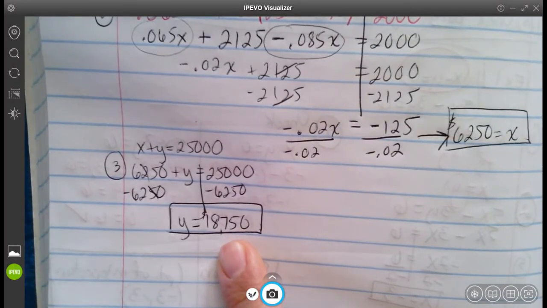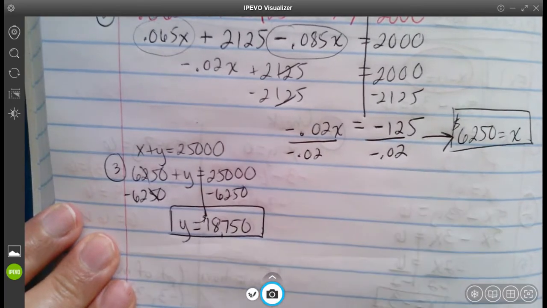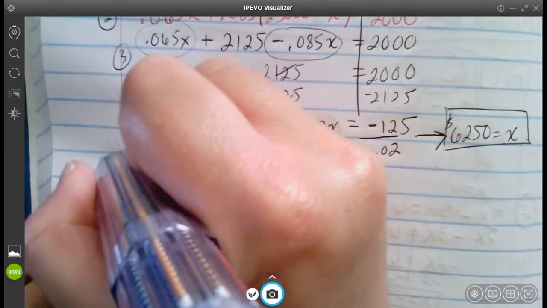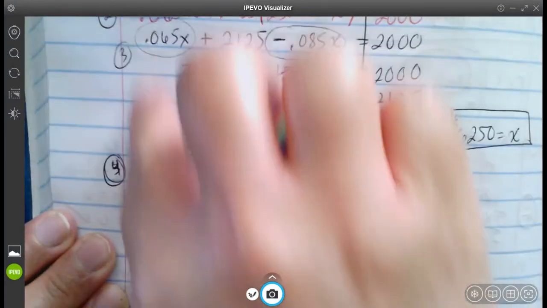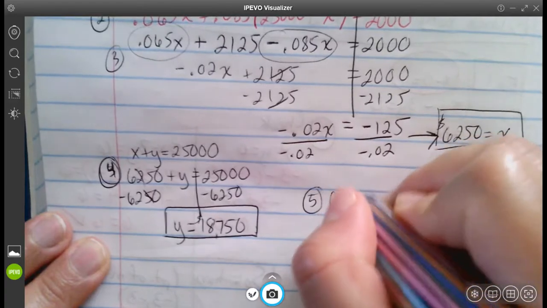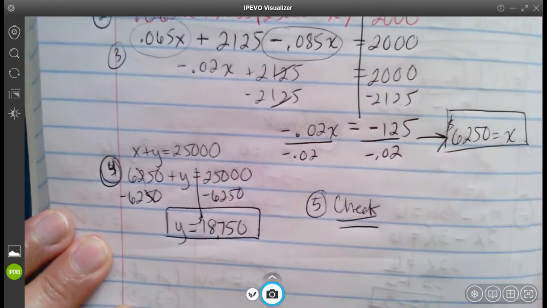Actually, you know what? This was step 2 and 3, my bad. So this is actually step 4. You don't have to number the steps, I'm just trying to stay consistent. But step number 5 is just to check both of them. Let's do that super fast also.